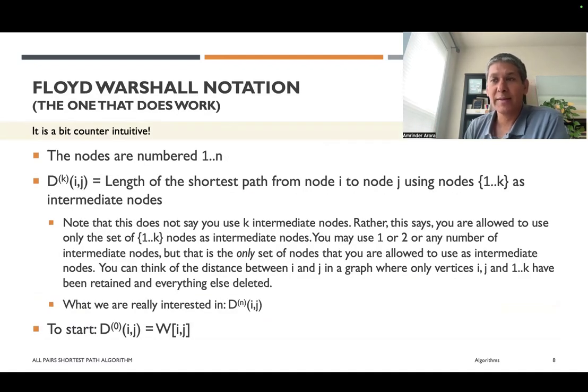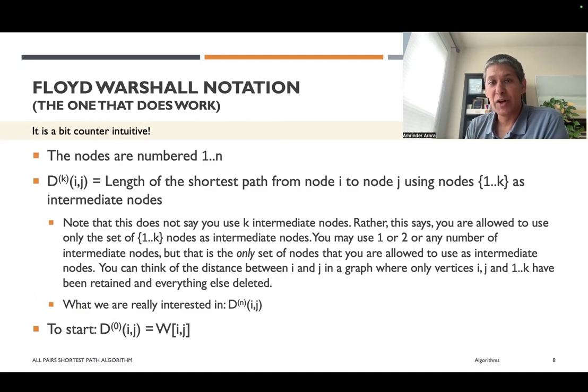What does work is this famous algorithm by Floyd-Warshall. It comes up with a notation that's slightly counterintuitive, so let's make sure we understand it. We assume that the nodes are numbered 1 through n. In this case, what we would say is that dkij is defined as the length of the shortest path from i to j using the set of nodes 1 through k as possible intermediate nodes.